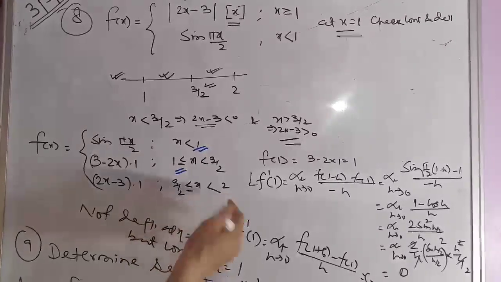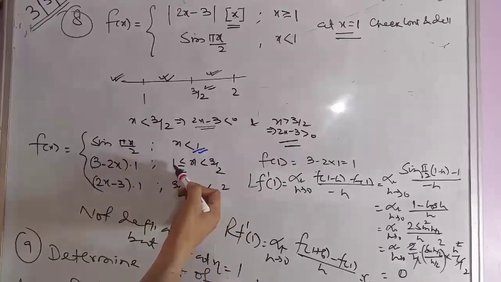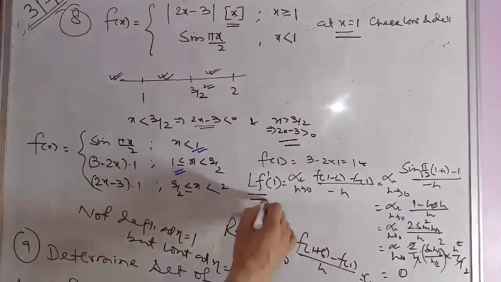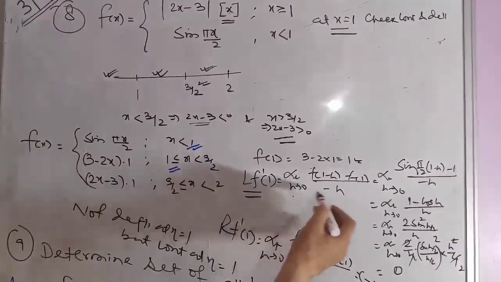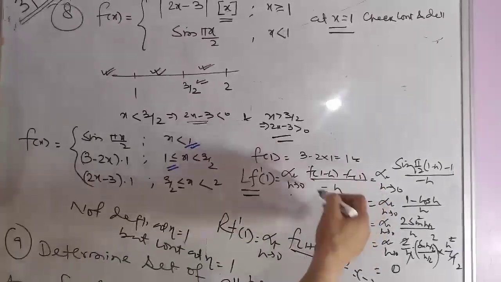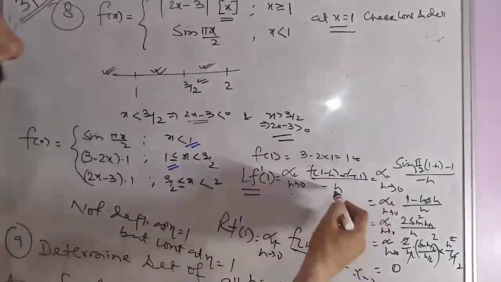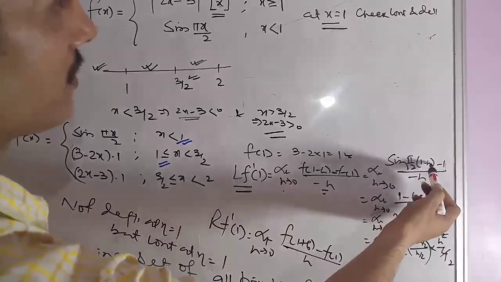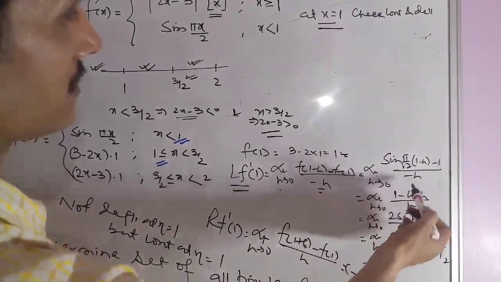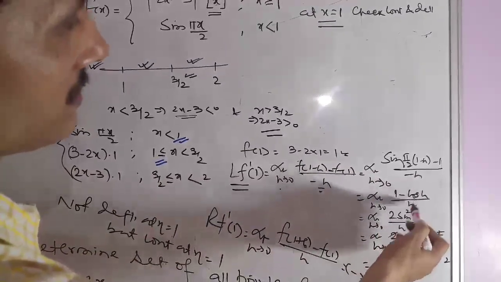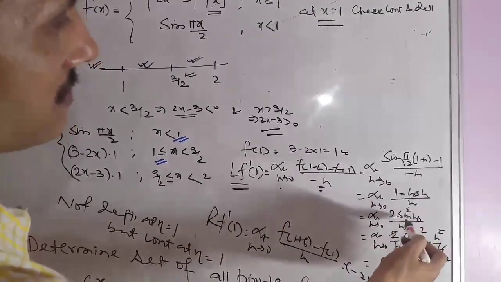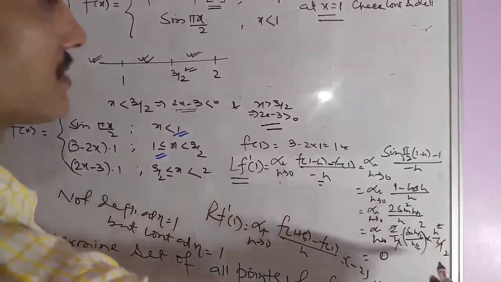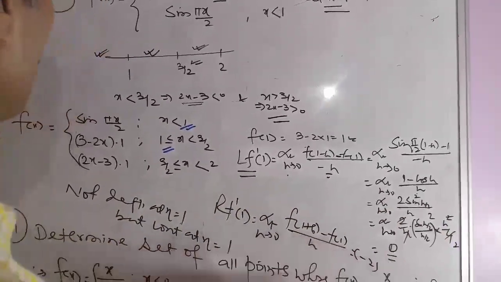We have to check differentiability at x = 1. f(1) = 1. For the left hand derivative, limit h tends to 0 of [f(1 − h) − f(1)]/(−h), which is sin(π/2(1 − h)) − 1 over −h. This becomes (1 − cos(πh/2))/h, that is 2 sin²(h/2) over h, and adjusting the limit sin θ/θ as θ tends to 0, this gives the result 0.